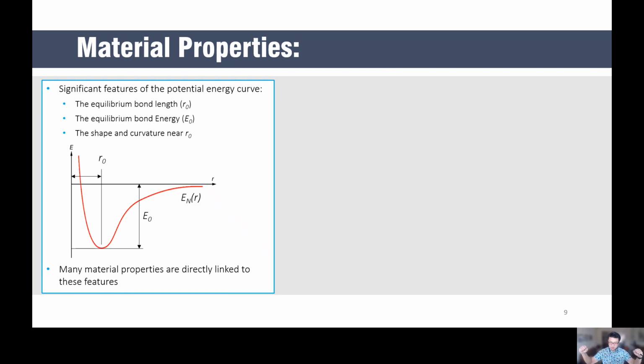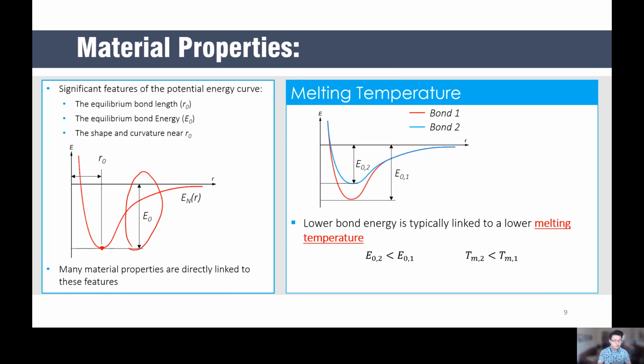If I pull this, then the energy I need to supply is basically the distance from the minimum point to the x-axis. So this is E naught. This is the bond energy of a two-atom system. And so one thing that we can infer from this plot is melting point, for example.